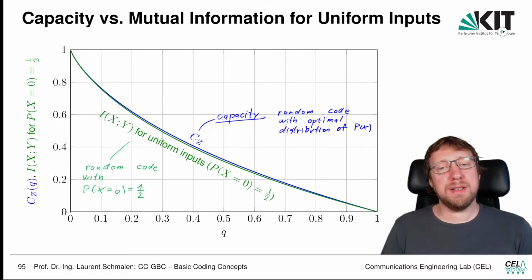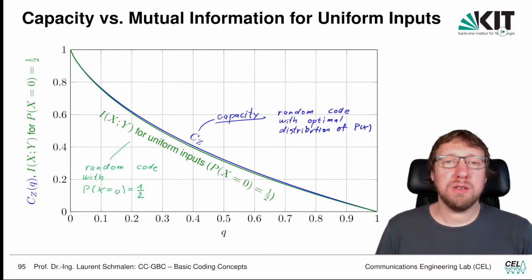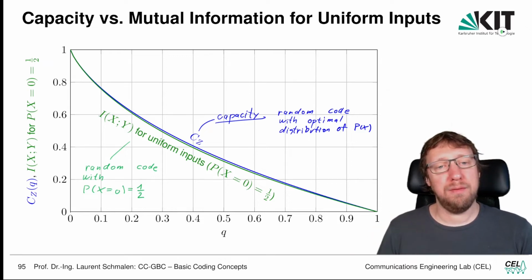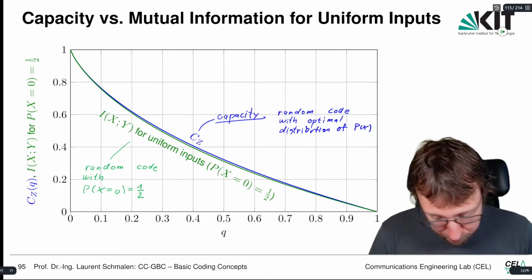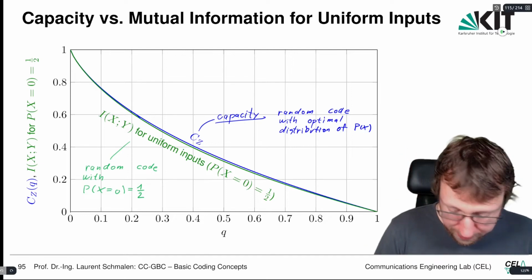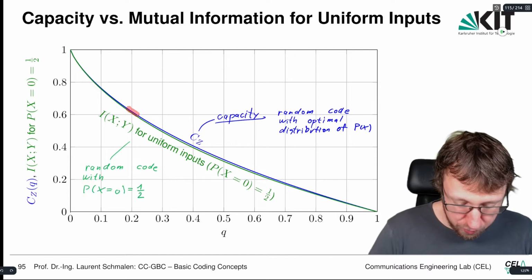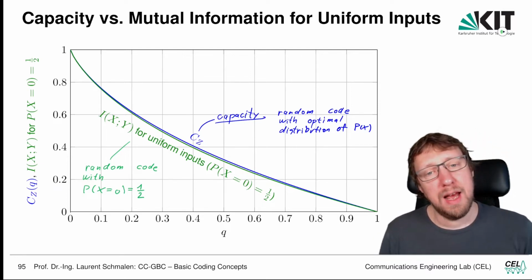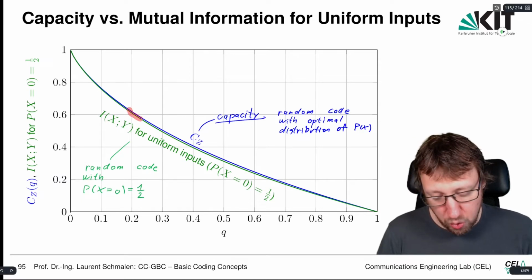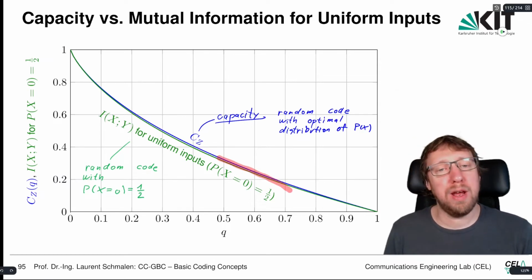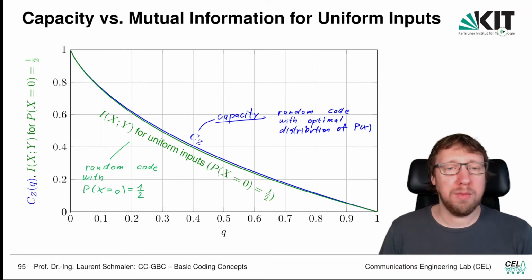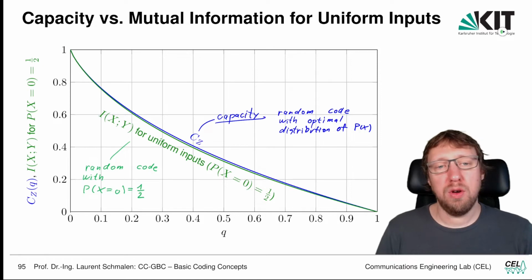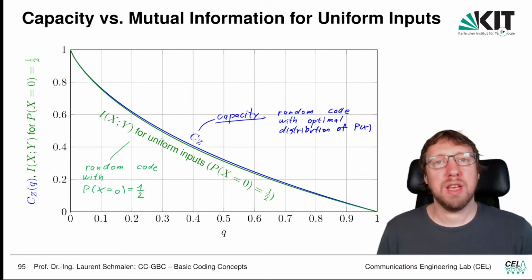And the green curve is the case where we construct a random code where x is equal to 0 with probability 1/2. And we see there is a small difference, but the difference is really negligible. There is a very, very small difference, and we don't lose too much of data rate if we use a very simple random code with uniform inputs. So this is something that you should keep in mind.